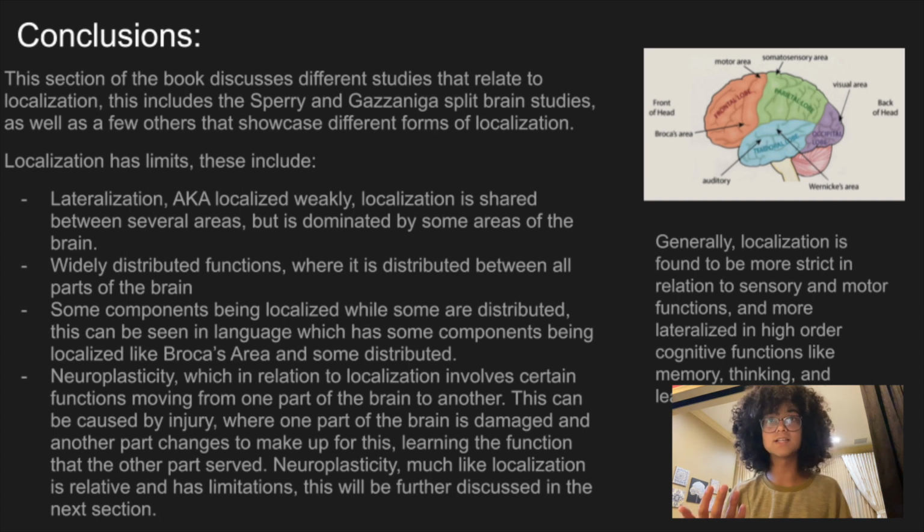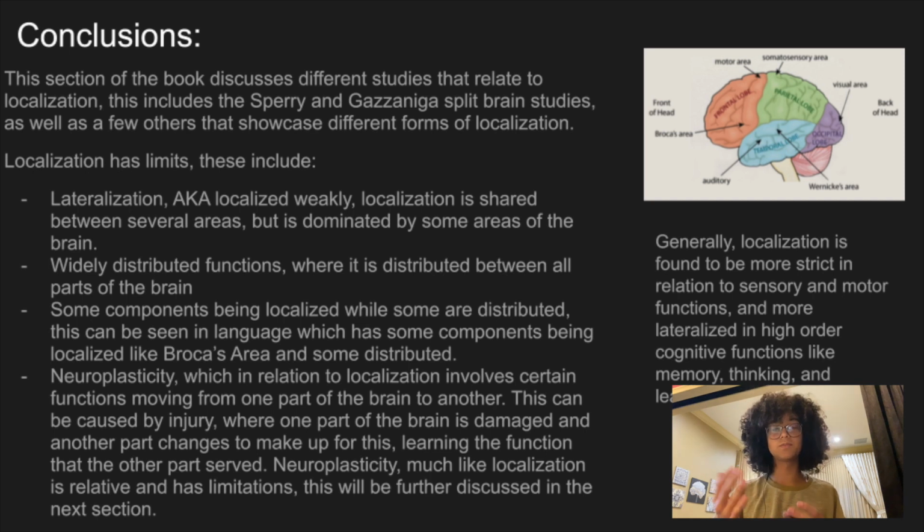And then the last point it mentions is neuroplasticity, which essentially in relation to localization is when a function moves from one part of the brain to another. This is most often caused by injury, where one part of the brain is damaged. For example, the part of the brain that does language, the Broca's area, is damaged. Another part of the brain will start to attempt to pick up the function that part of the brain served. Much like localization, neuroplasticity is also relative and has limitations, and this gets discussed in the next section.